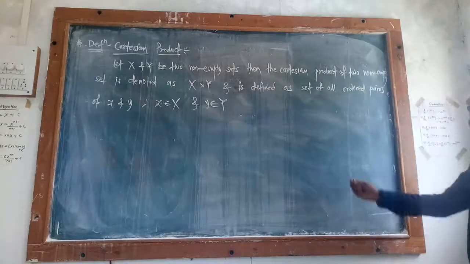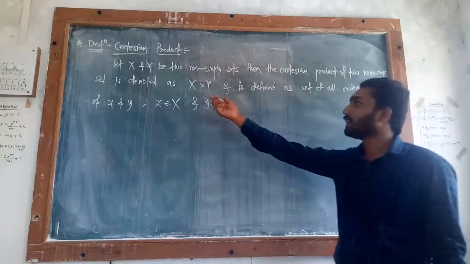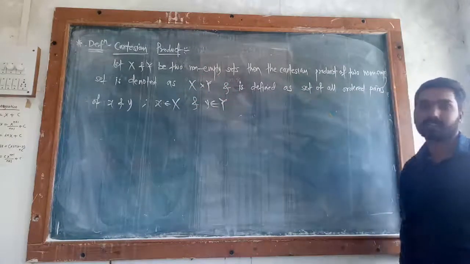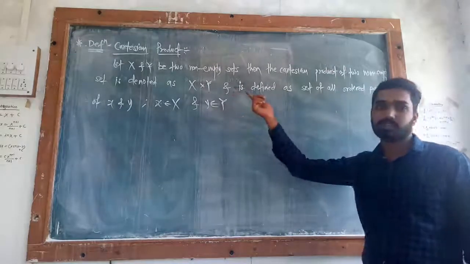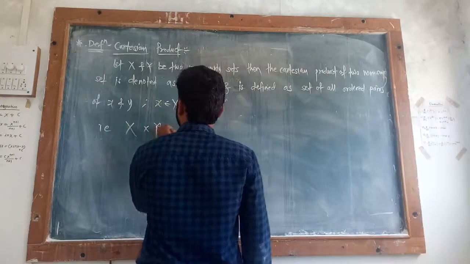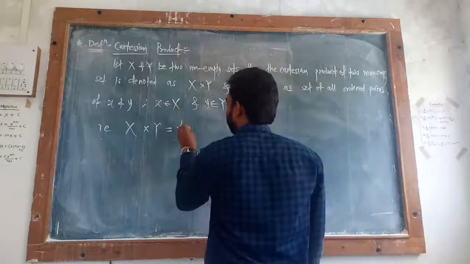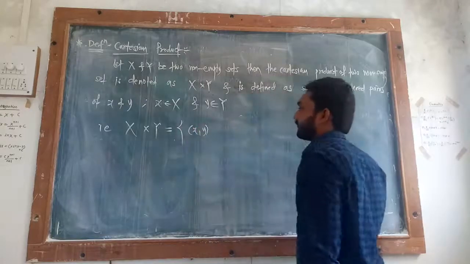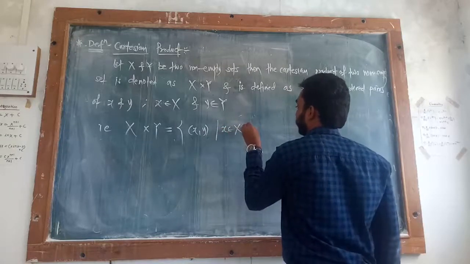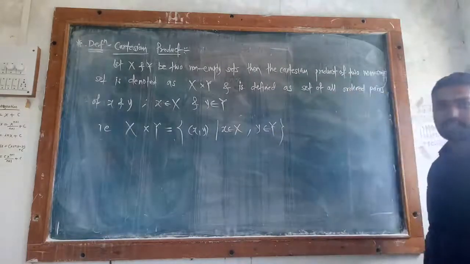What is the Cartesian product? X and Y being two non-empty sets, the Cartesian product of x and y is denoted as x cross y, and it is the collection of all ordered pairs x, y such that small x is a member of capital X and small y is a member of capital Y. This is your Cartesian product.